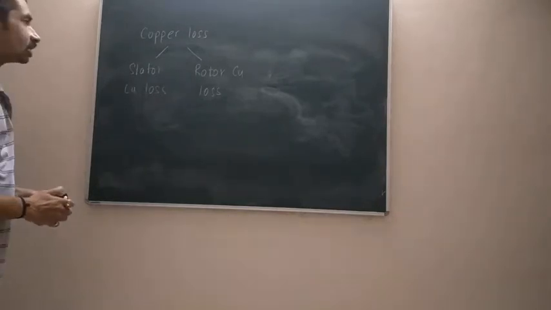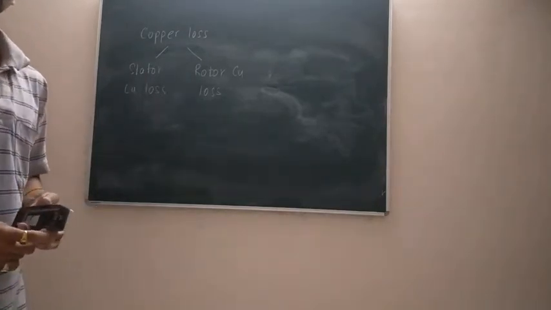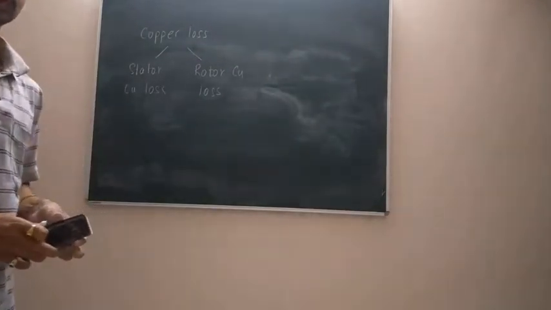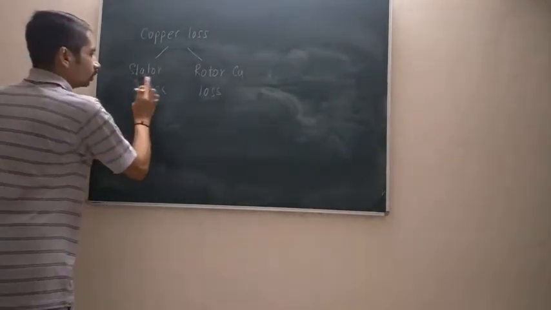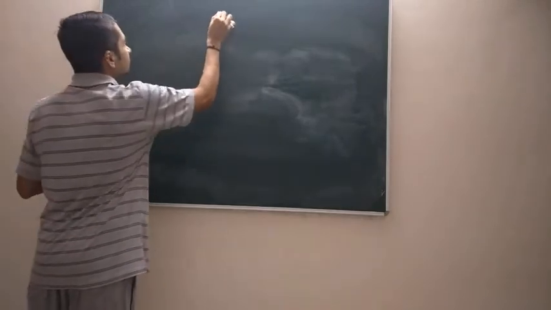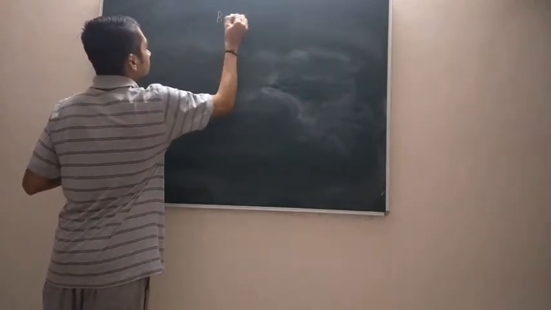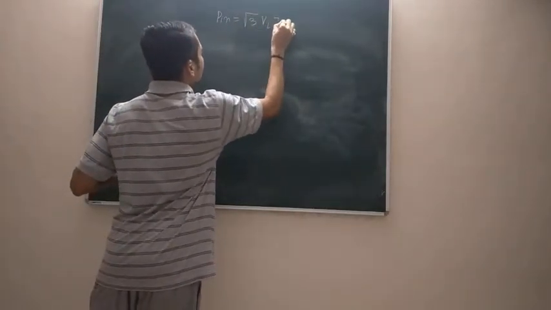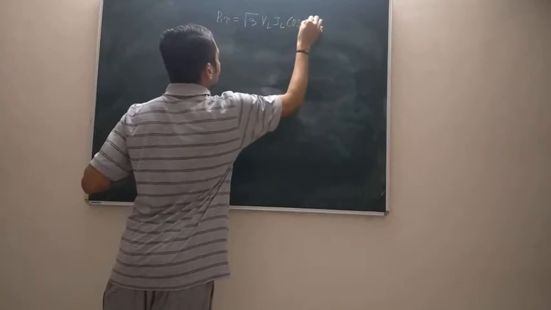Okay, so let us see how we can understand the concept of power flow in an induction motor. So remember, we are dealing with a three-phase induction motor. For any three-phase system, the generalized expression for the input power is given by the formula √3 VL IL cos φ.